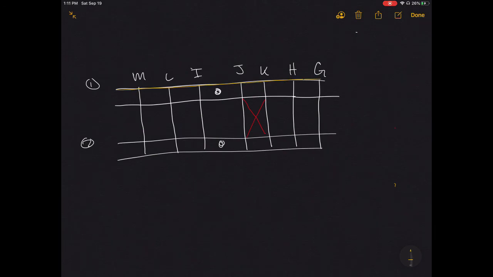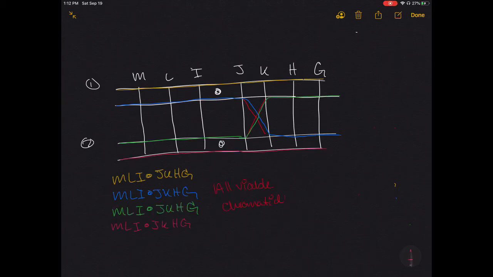Our first chromatid is going to be MLI centromere JKHG. Our second chromatid is also going to be MLI centromere JKHG with a cross at J and K. Our third chromatid is going to be MLI centromere JKHG, again with a cross at J and K. And our fourth chromatid is going to be MLI centromere JKHG.